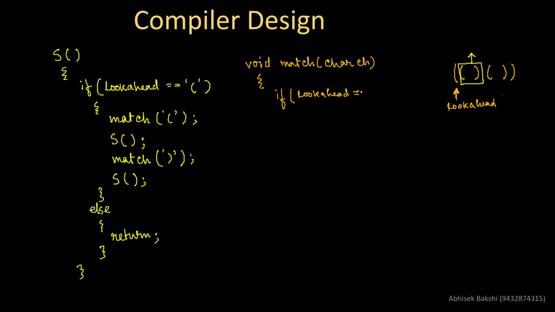is equal to the character, then I must consume the character. And how can we consume? We can call a function getChar. We all know that in the C language there is a function getChar, and I can use that. So I can simply write lookahead equal to getChar, something like this. I'm just writing probable code, it's not the exact code.